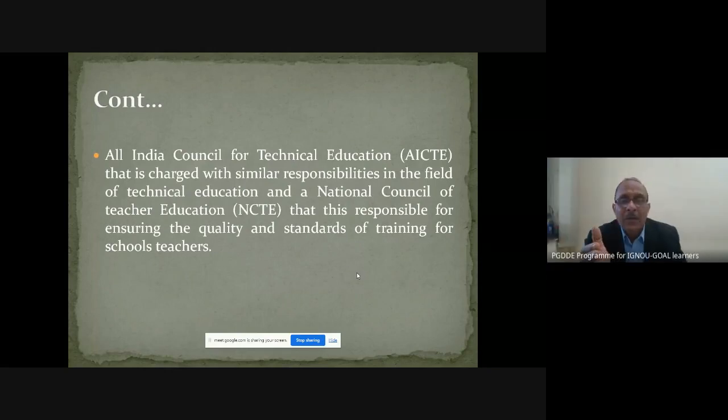Now we have another regulatory agency. One is the UGC, University Grants Commission, for general higher education, and the other is the All India Council for Technical Education, AICTE, which is charged with similar responsibilities. UGC is for general higher education, AICTE is for technical education. We have quite a few thousand technical institutions or engineering colleges in the country. Those engineering and professional colleges come under the domain of the AICTE, which regulates their standards and promotes them. Similarly, we have another regulatory agency, NCTE, the National Council for Teacher Education, which is responsible for maintaining quality and standards in teacher education, the training of teachers, etc.